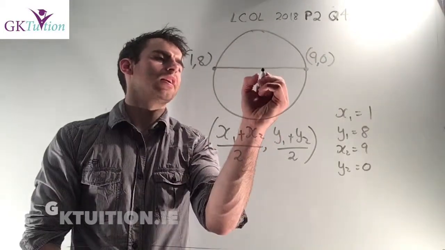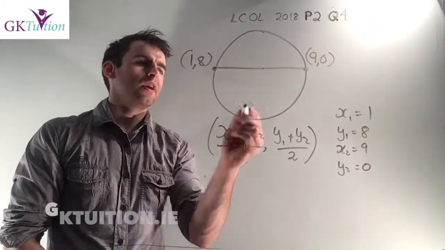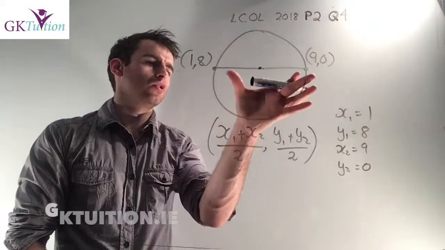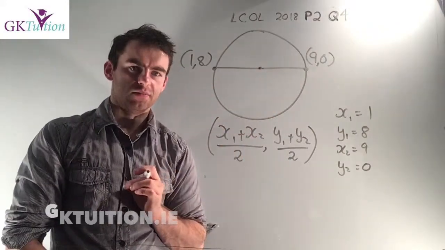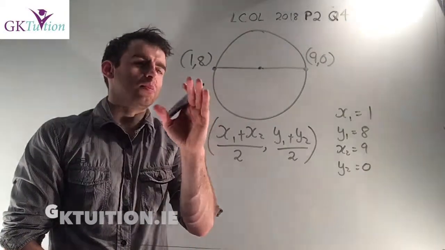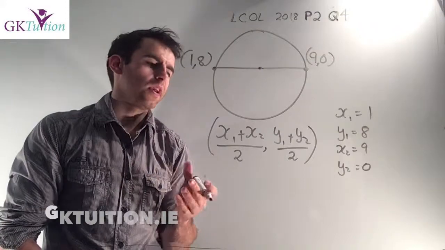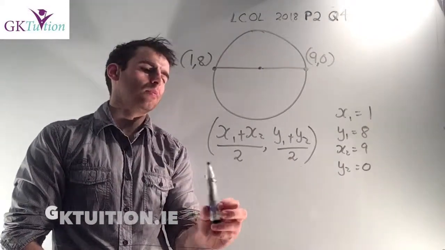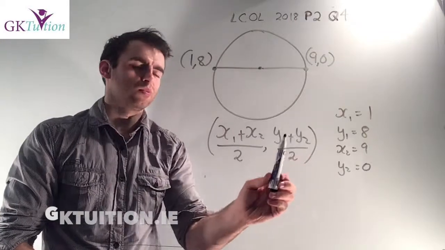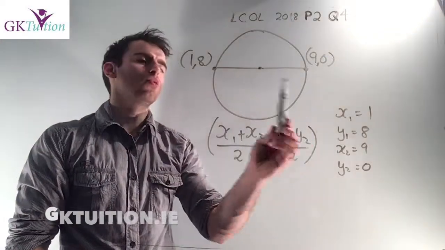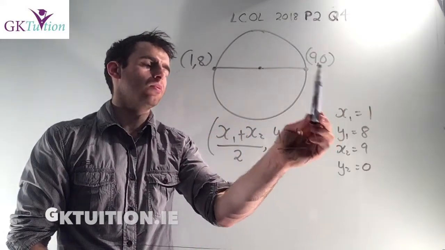Well, you need to realize that if these two coordinates are at opposite ends of the diameter, then the midpoint of those two points is the center of the circle. So this basically just means get the midpoint of (1, 8) and (9, 0). I'm subbing into this formula: (x1 plus x2) over 2, (y1 plus y2) over 2, where x1 is 1, y1 is 8, x2 is 9, y2 is 0.